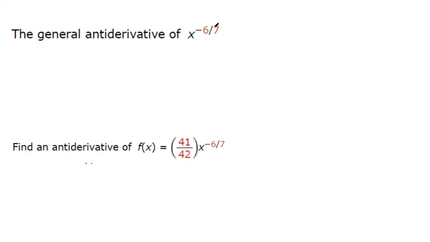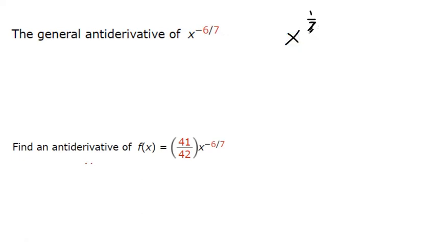When we take a derivative, the power goes down by 1. So the power comes down and multiplies as a coefficient, and then the power gets reduced by 1. So an antiderivative would mean the power goes up by 1. So if you do negative 6/7 plus 1, you get x to the positive 1/7. Because negative 6/7 plus 1, that's negative 6/7 plus 7 over 7, right?